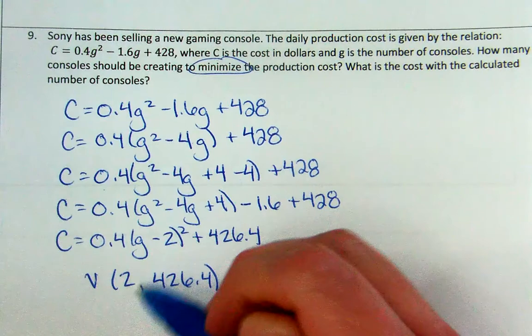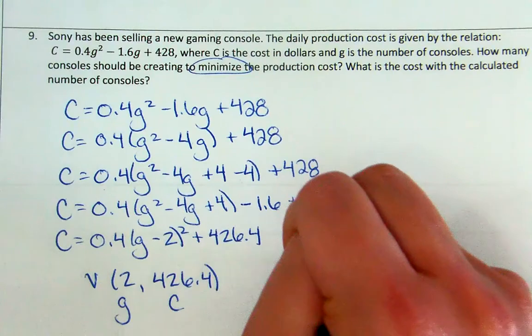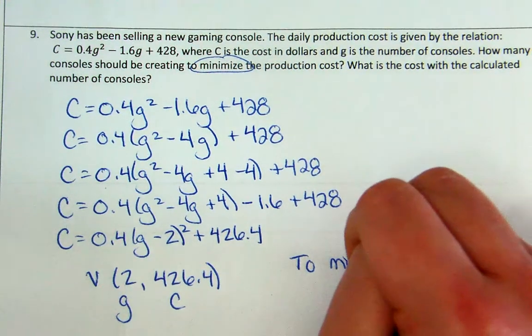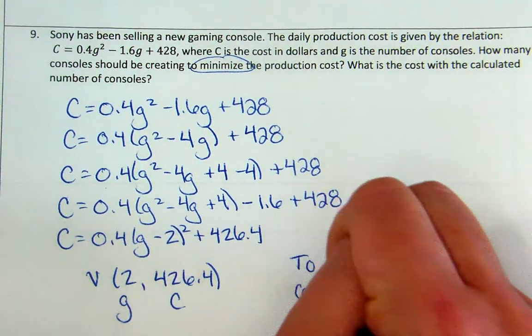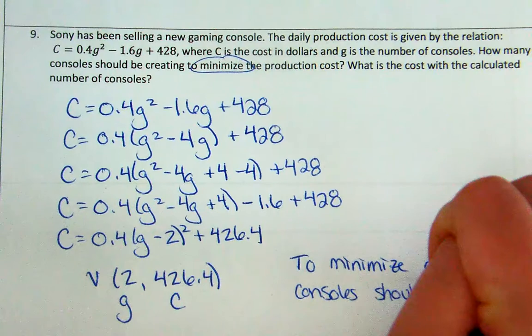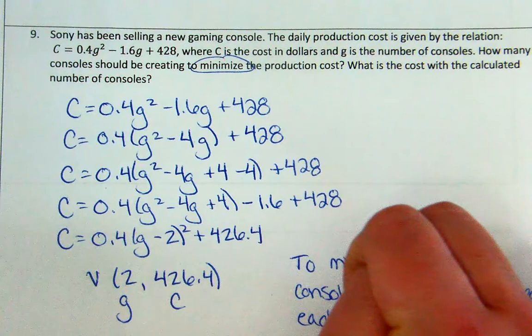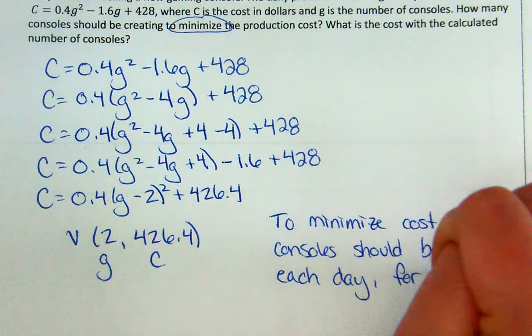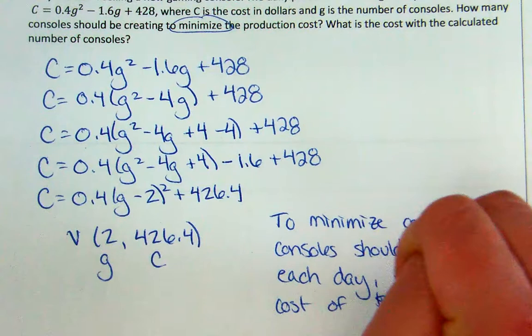All right, so what does this mean? Well, that's G and that's C. To minimize production cost, 2 consoles should be produced. That doesn't sound like much, but you know what? Let's just go with this. To minimize cost, 2 consoles should be produced each day. I feel like that should have been in hundreds or thousands, but that's not what the question says. For a total cost of $426.40.